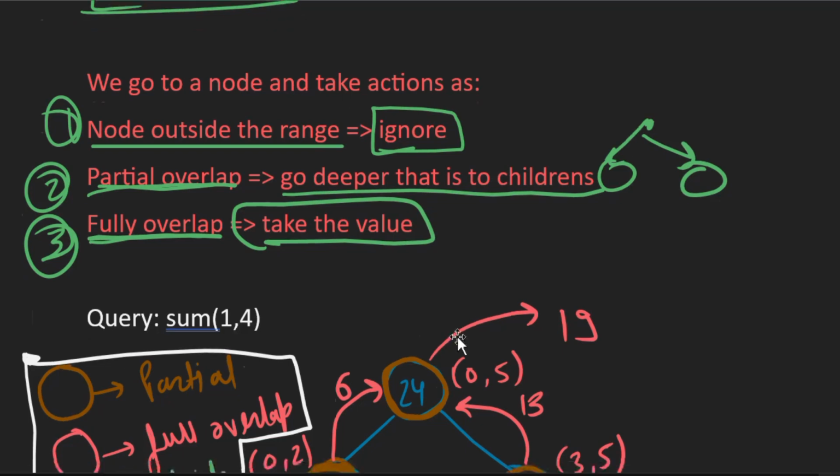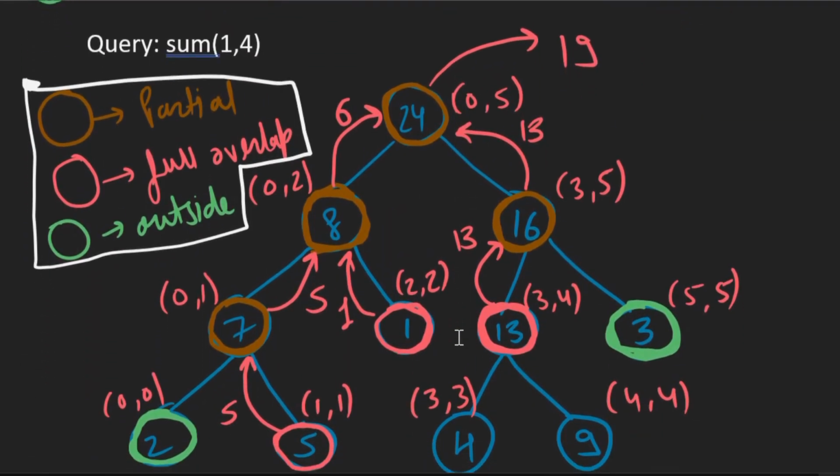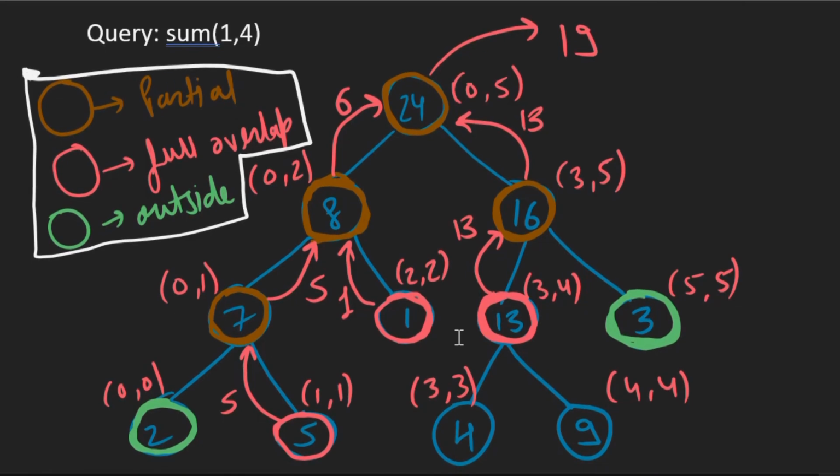So these are the three things that we check while querying a node. Let's try to understand it with the help of an example. We have taken the same segment tree which we have built earlier, and now we want to find the sum from 1 to 4. So see, this node has the range 0 to 5. 0 to 5 and 1 to 4 are partially overlapping, so we explore the children.